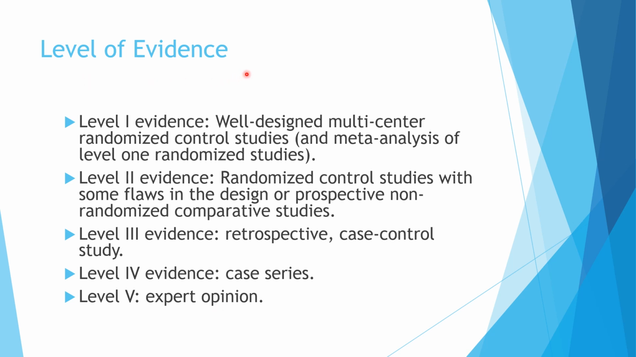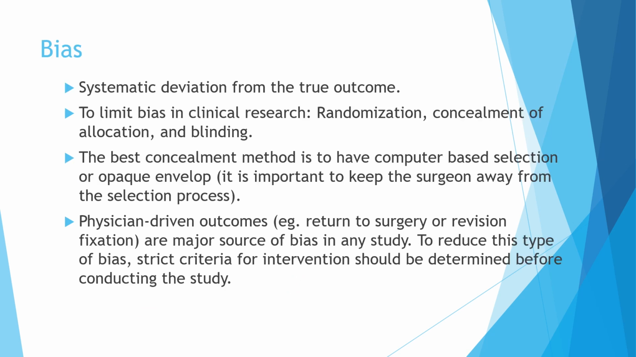So these are the levels of evidence. 1, remember, is well-designed randomized control studies or meta-analysis of these studies. 2, randomized control with some flaws or prospective non-randomized. 3, retrospective case control. 4, case series, no comparison. 5 is expert opinion.